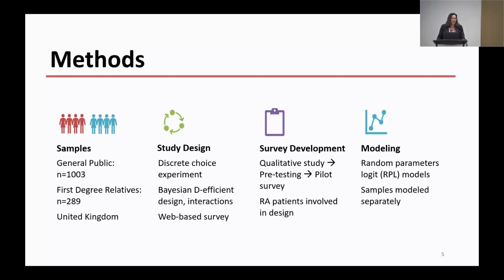The study design is fairly standard. It was a discrete choice experiment, and it's subject to an experimental design. And we do rigorous development of the survey. The survey itself involves patient partners, and we make sure that the language is patient friendly, that you tell them a bit about RA, tell them what they need to know about the benefits of RA treatment, the risks of RA treatment, so that you can then go into the choice tasks. The modeling is, in this case, we use random parameter logit models, and we ran one model for the general public and a second model for first-degree relatives.